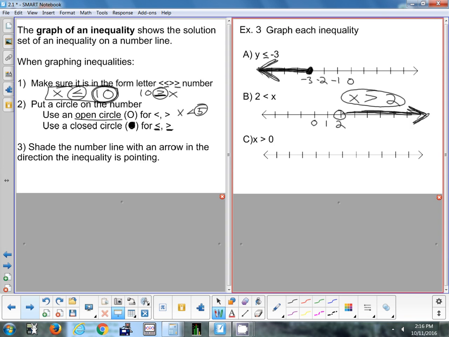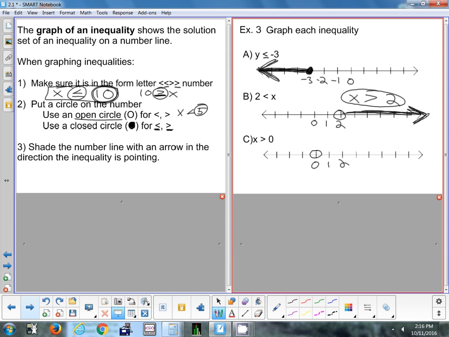Okay, how about Ashley? Open circle or closed circle? Perfect, open circle. And Emily, where am I going to put the open circle? What number? It's going to be on 0. Yep, it's going to be on 0. Open circle on 0. Anything else I got to do, or is that enough?